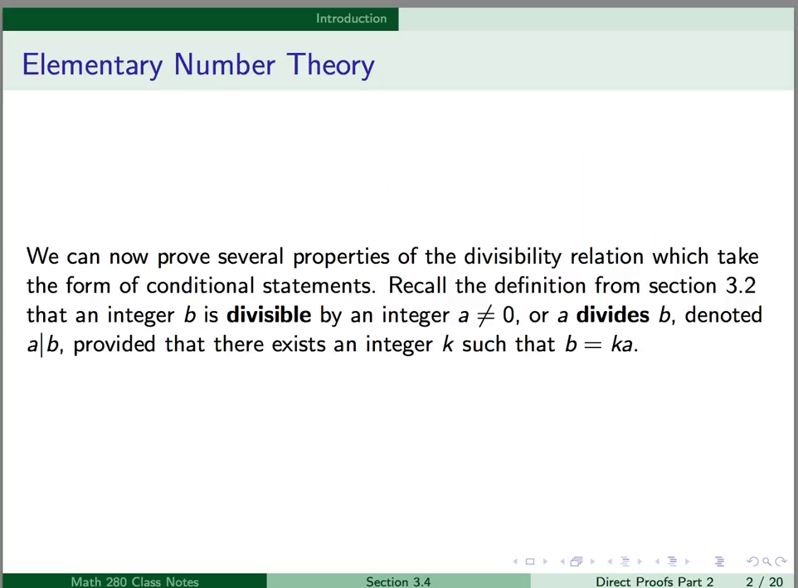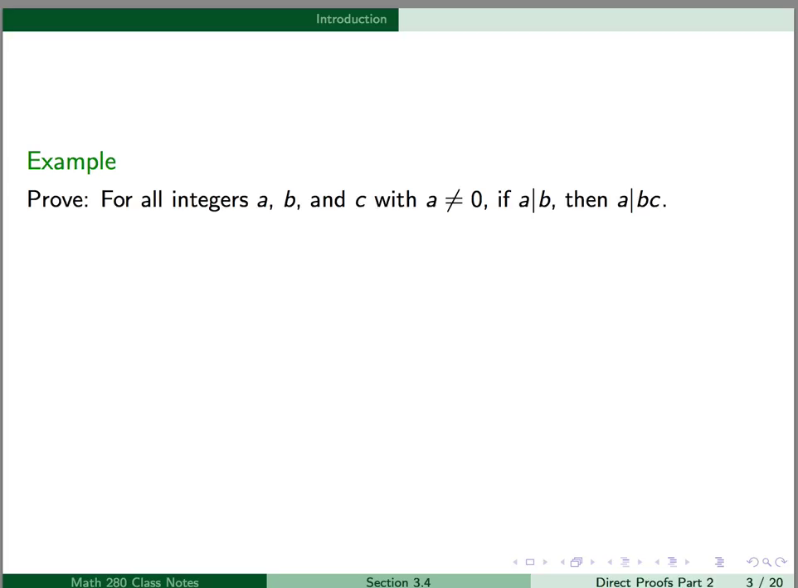An integer b is divisible by an integer a not equal to 0, or a divides b, which is denoted with a vertical line, provided that there exists an integer k such that b is equal to ka. For our first example, let's prove for all integers a, b, and c with a not equal to 0, if a divides b, then a divides bc.